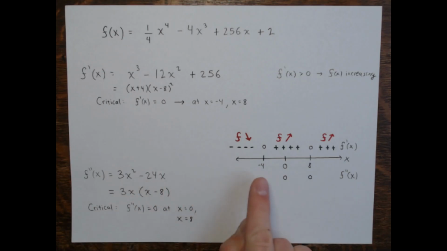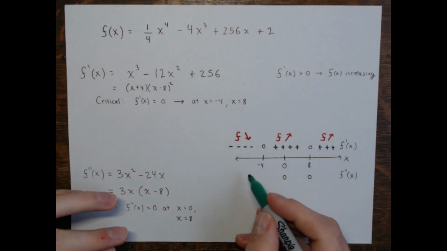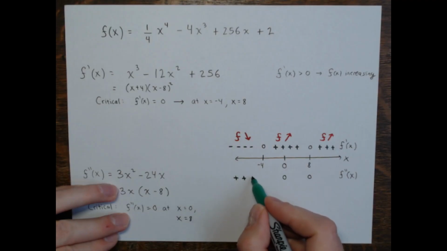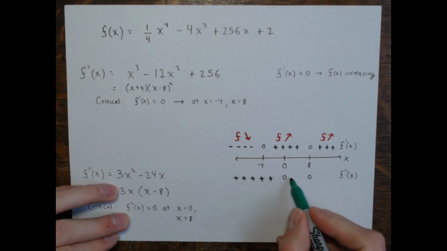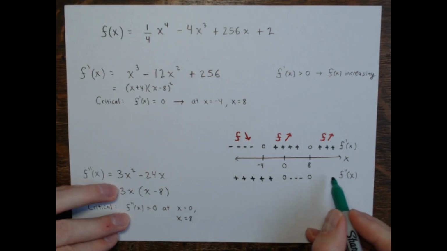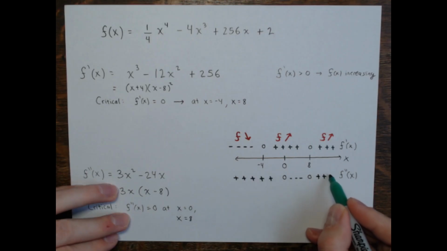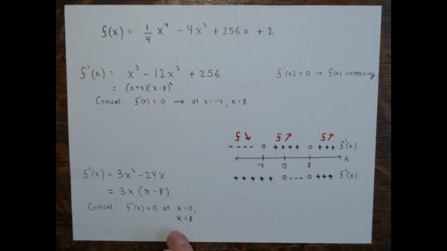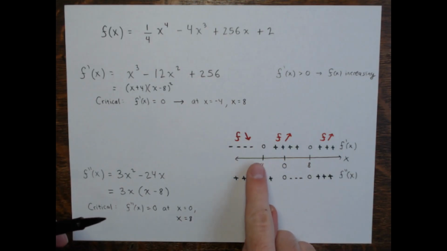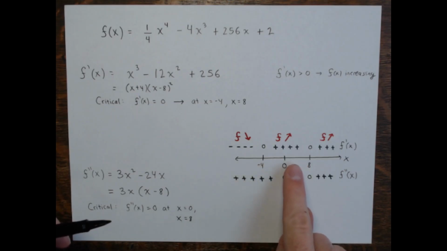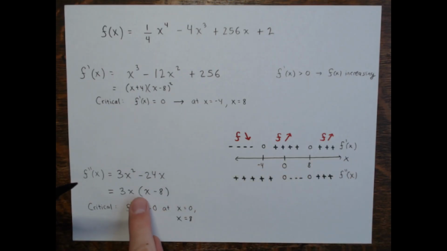It would have positive values to the left of 0. And then it would have to have negative values. The second derivative would have negative values between 0 and 8. And then positive values again, to the right of 8. And each of these had a multiplicity of 1. Also, you could plug in values to the left of 0, between 0 and 8, and to the right of 8 into my second derivative and see that it's positive and negative in these intervals, the way I've said.